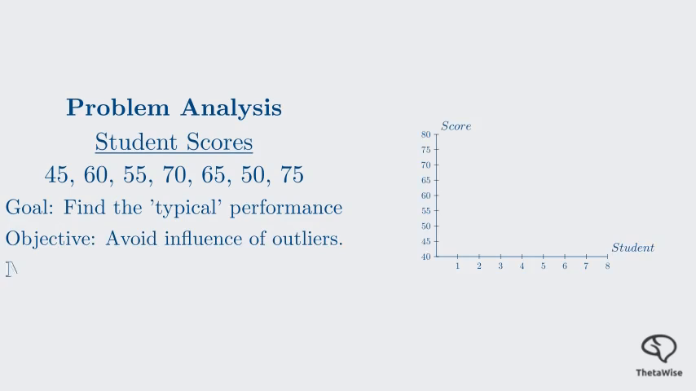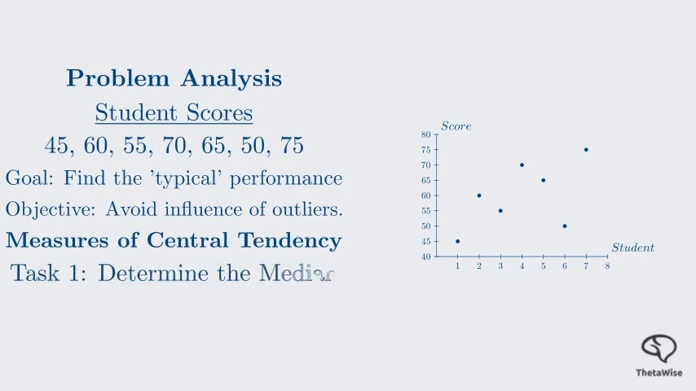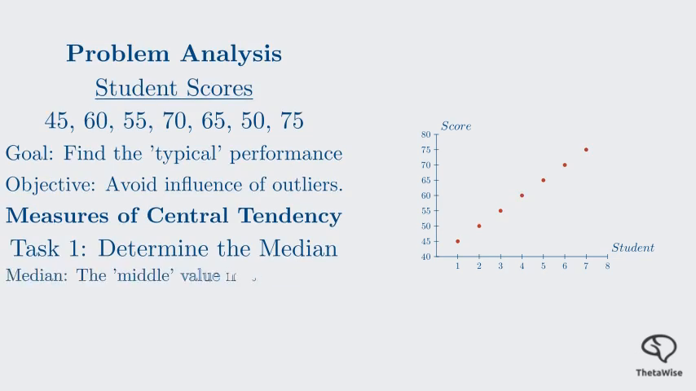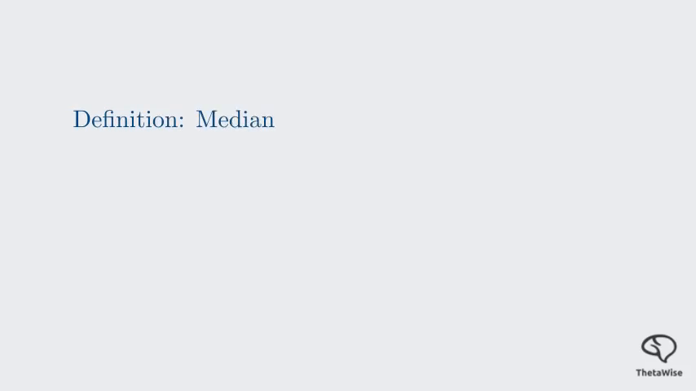In statistics, we call these types of indicators measures of central tendency. They help us find the center of a data distribution. Our first task is to arrange these scores and determine the median. But before we calculate, let's derive what the median actually is from first principles. The median is the value separating the higher half from the lower half of a data sample. What exactly is a median?